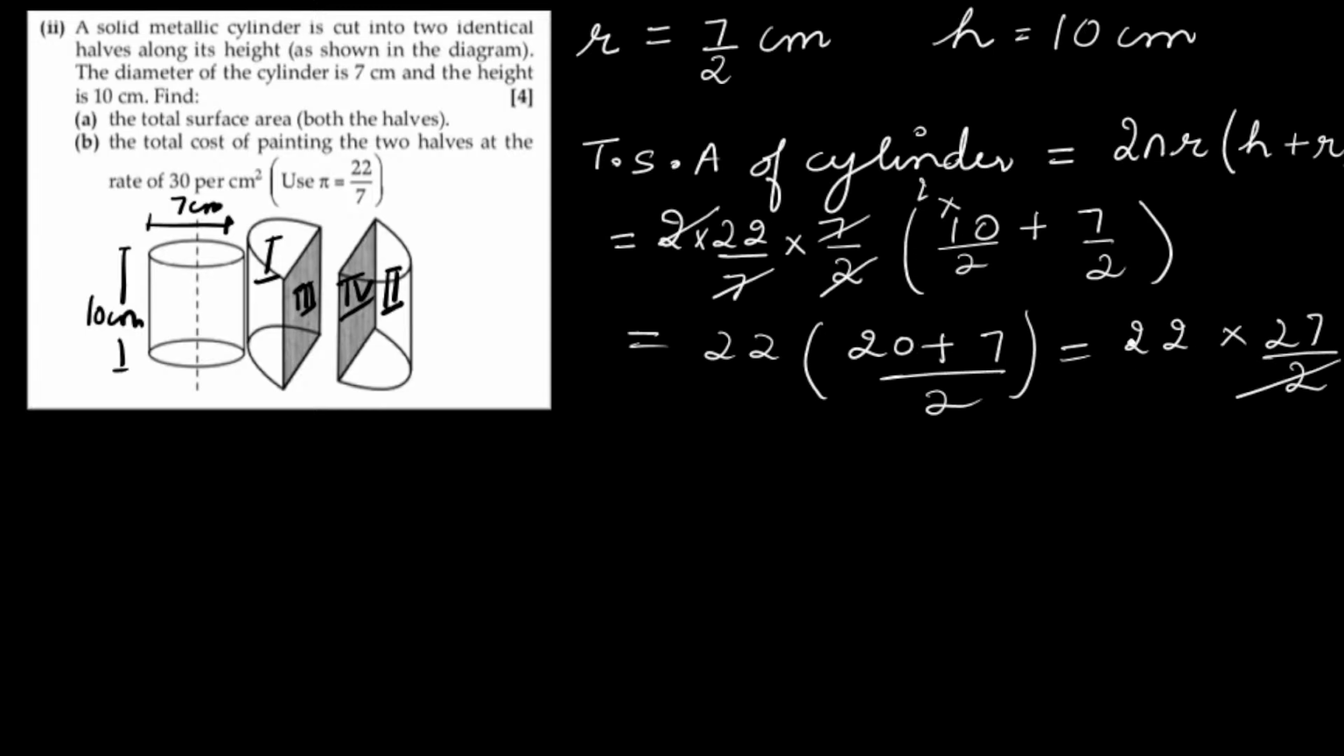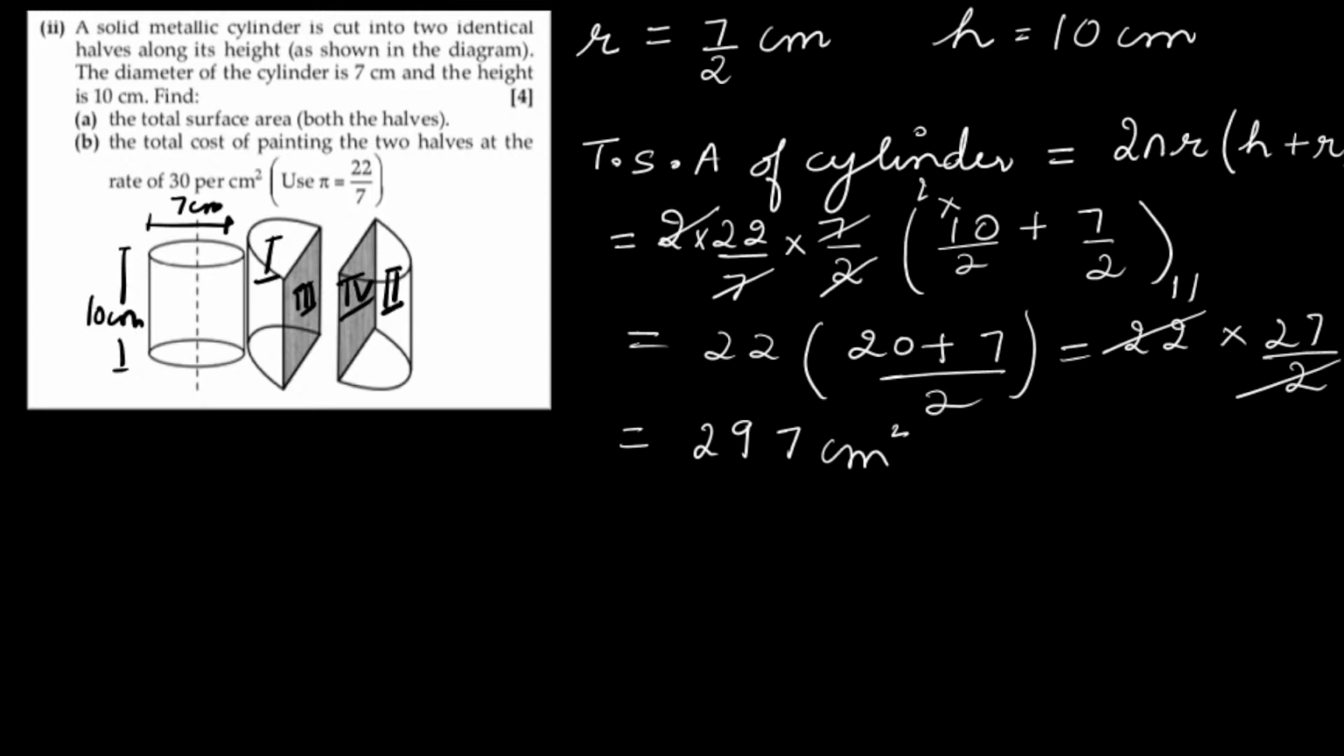Now here you can cancel 2 into 1, 2 into 11. With 11, if you are multiplying a 2-digit number, you can write the answer directly also, by writing the sum of the digits in between the two digits. This shortcut you can always use; I have already told you. So 11 into 27 is 297 centimeter square, because it is surface area. Now this is the total surface area of the cylinder.